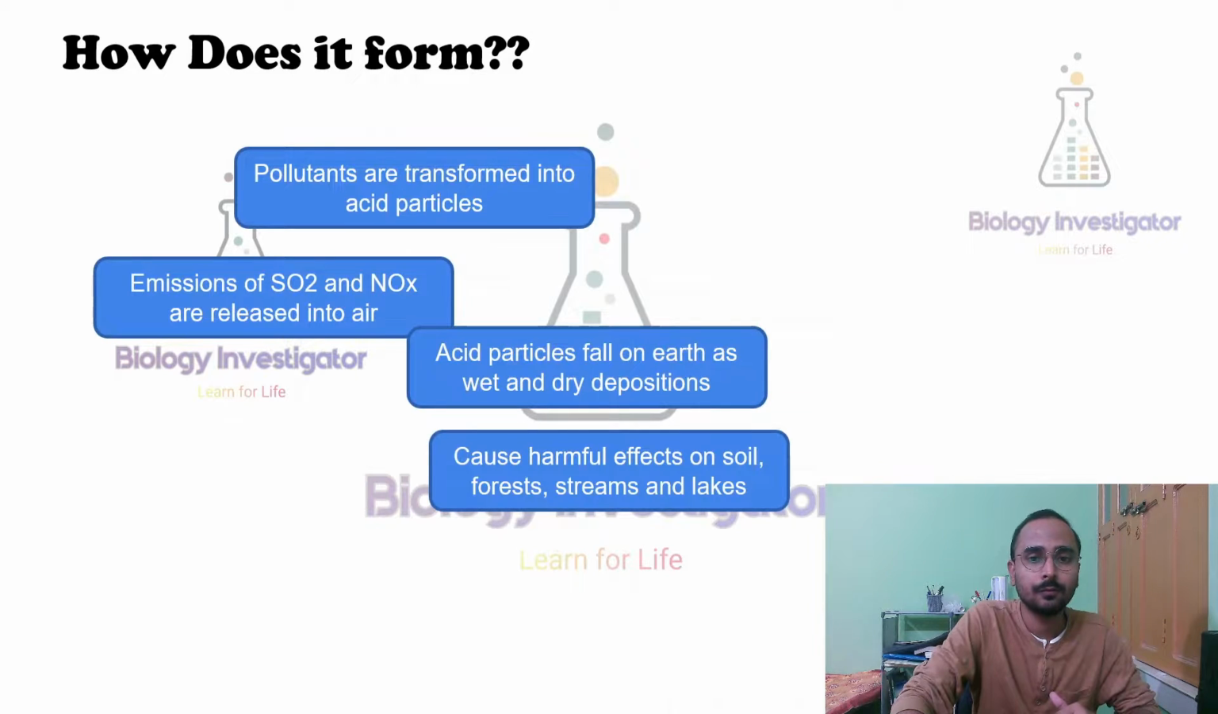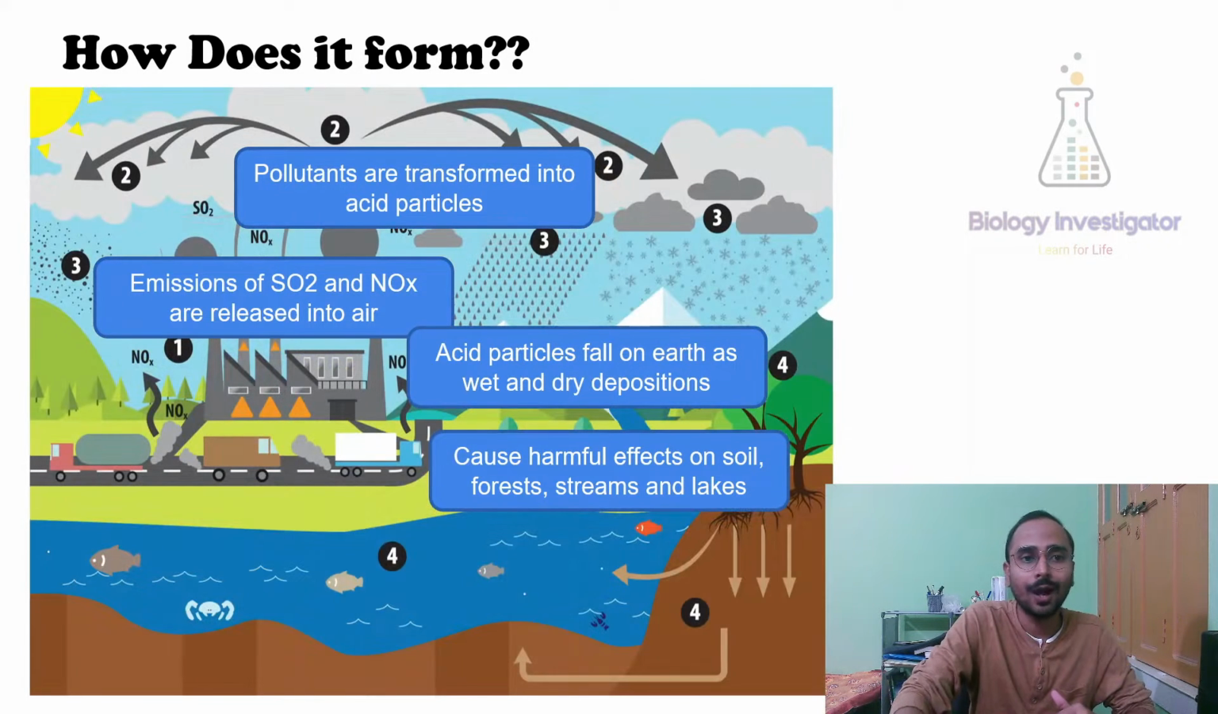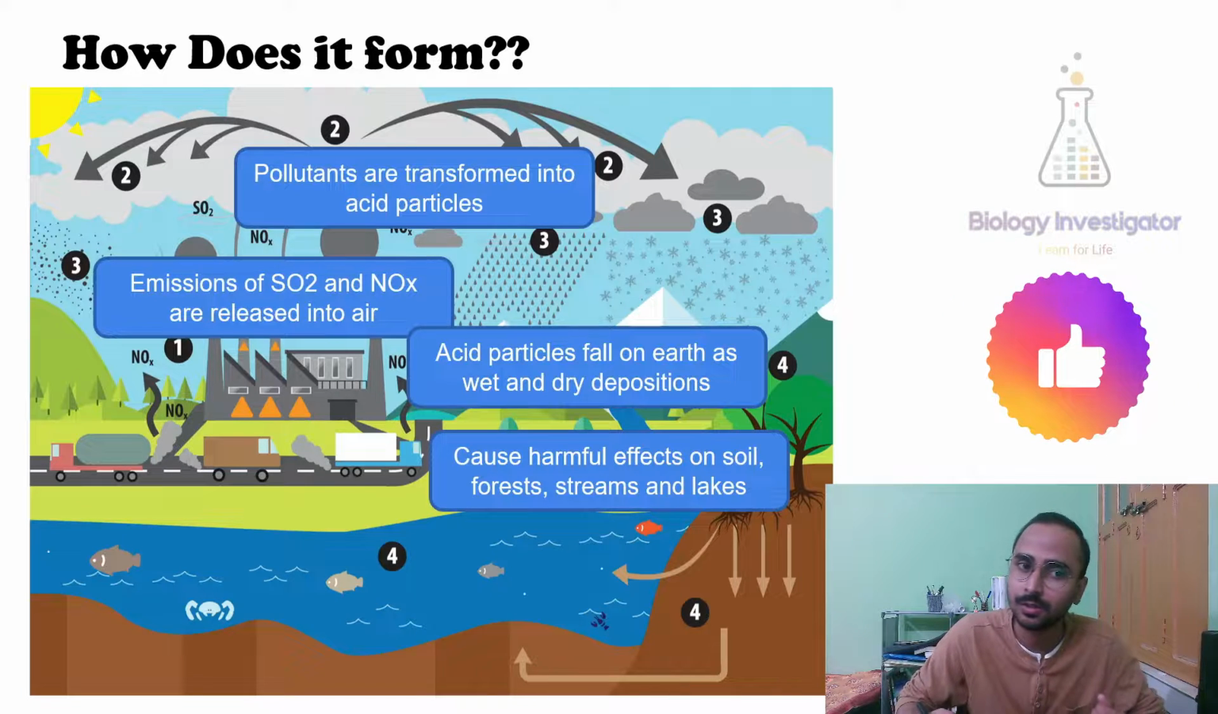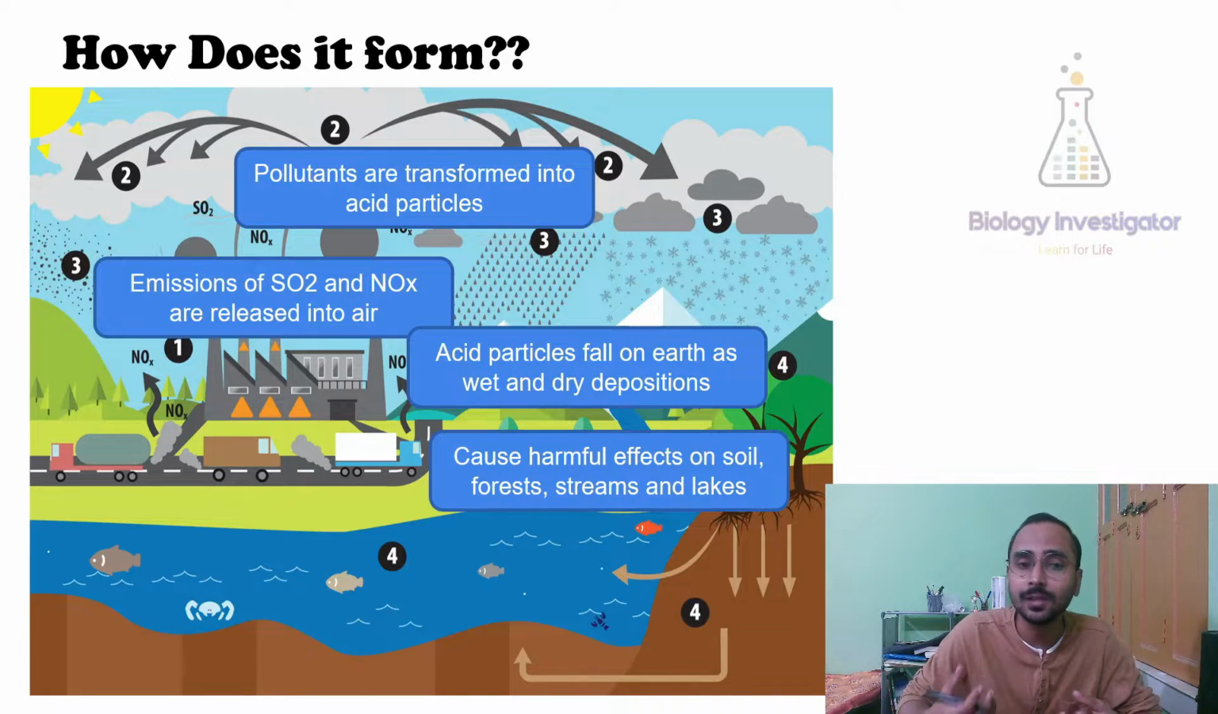So first of all, we need to know how acid rain forms. We know the process of rain, how rain water is generated, how rain can be formed. But how does acid rain form? I will explain everything, and I have included some points here, and I will describe each and every point briefly for your better understanding.